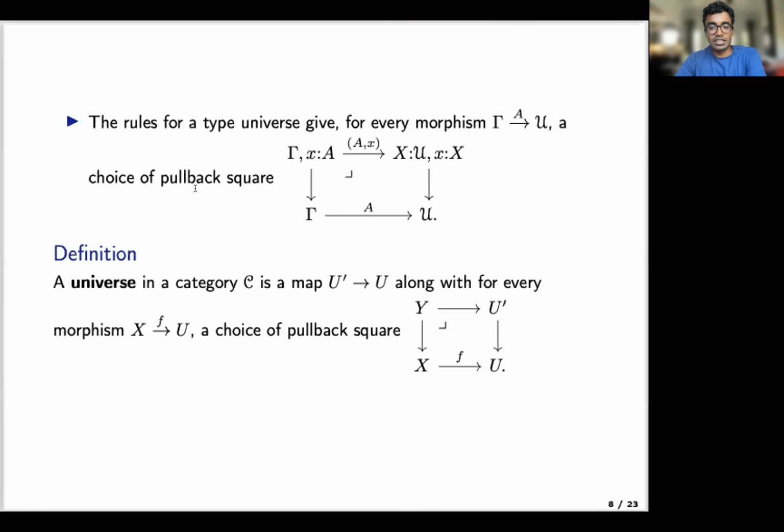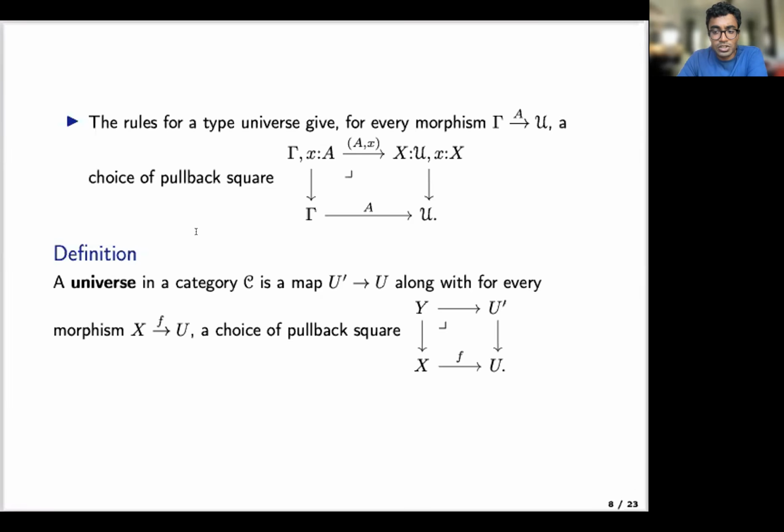So in a sense, this is all that a universe gives you, an arbitrary universe. And this thing is easy to categorify. So in some category, it's just a map along with, for every morphism into the codomain of the map, the target of the map, a choice of pullback square. That's it. I think this definition is due to Voevodsky. I'm not entirely sure, but it's a very neat and elegant definition of what a universe is in a category.